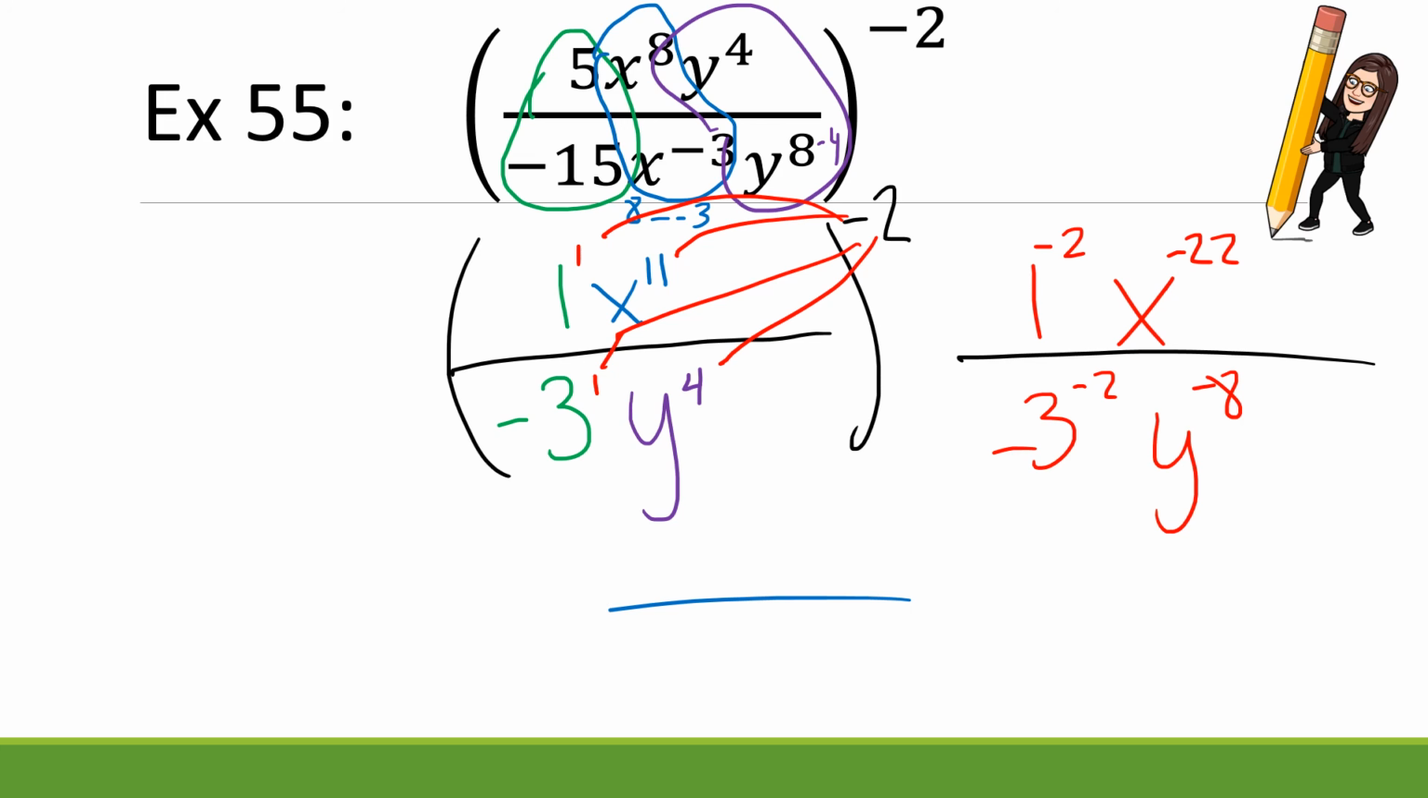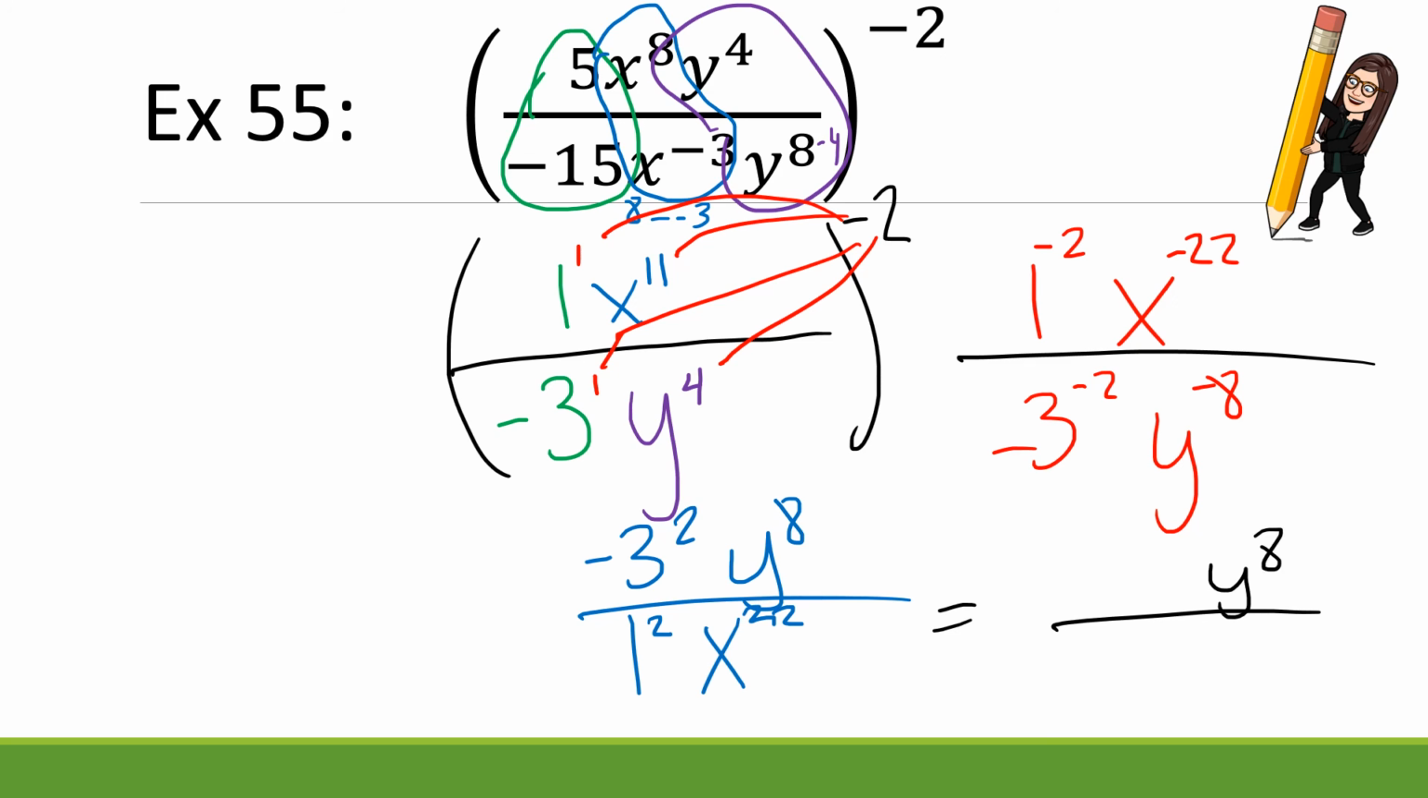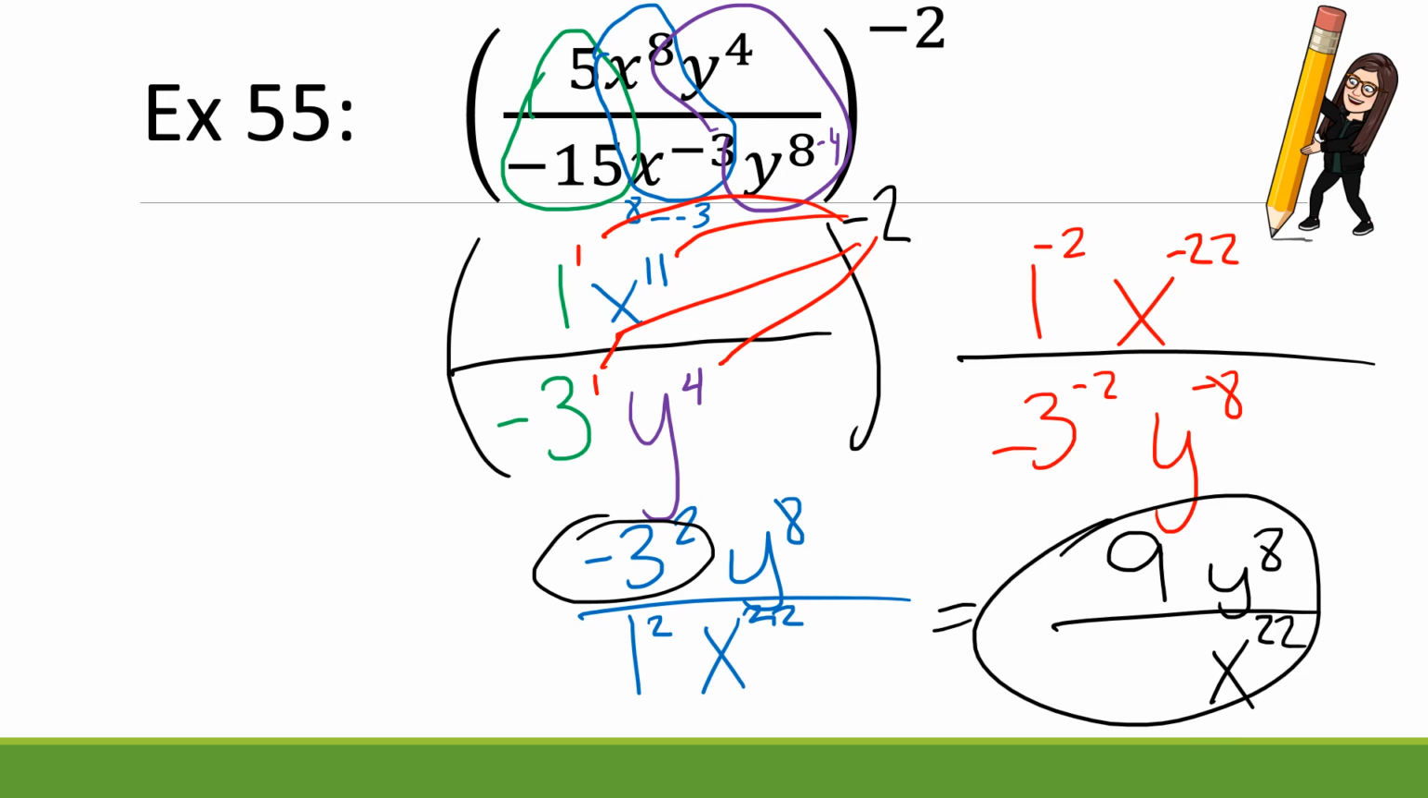Next step, let's move our negatives. The 1 gets kicked to the bottom. The x gets kicked to the bottom. The negative 3 gets kicked to the top. And the y gets kicked to the top. One last step. The y and x are where they need to be. They look good. They're positive. There's only one of each. Negative 3 squared is positive 9. Be very careful with that. 1 squared is 1, so I don't even need it.